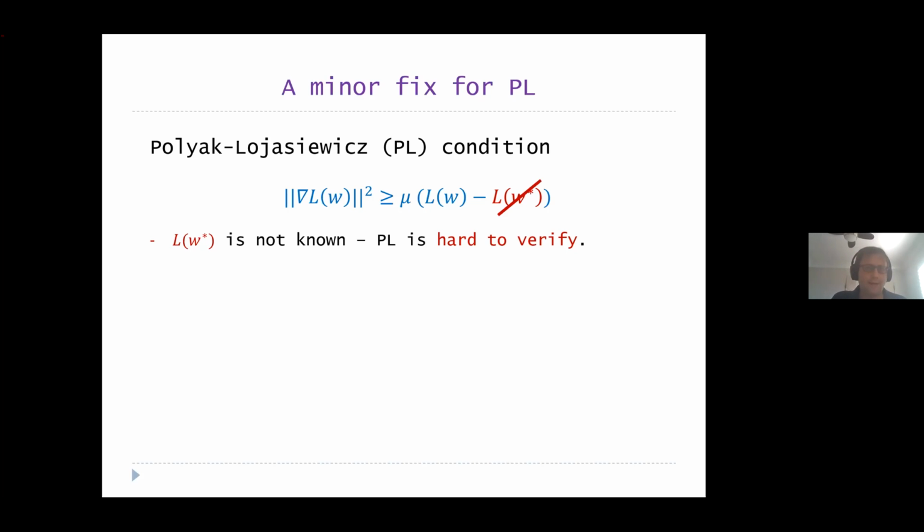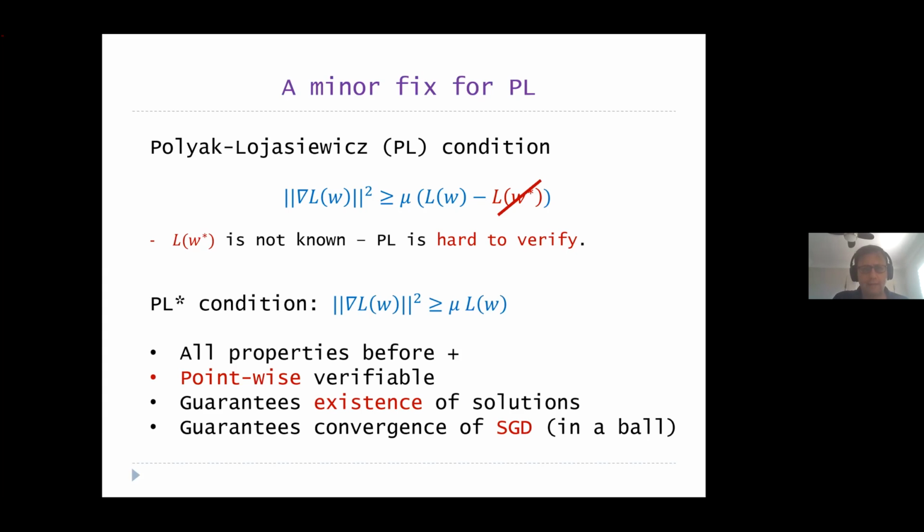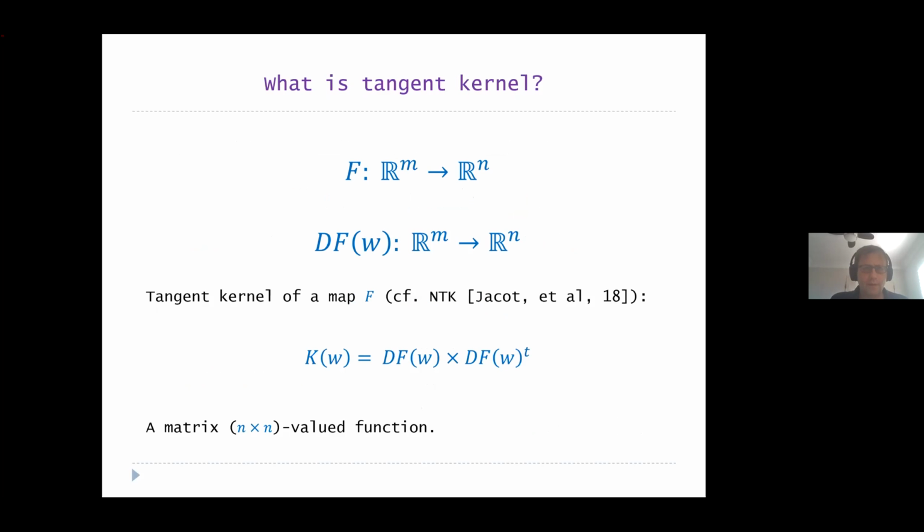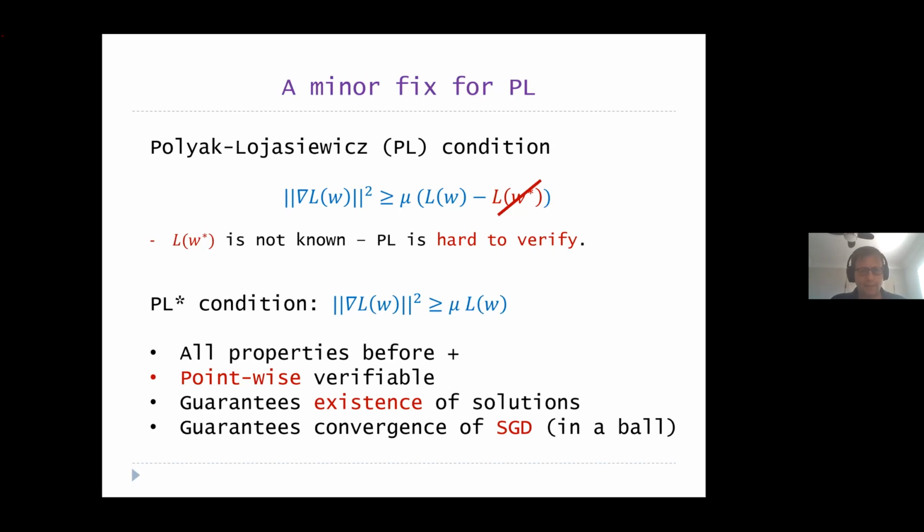Turns out that there is a really, really simple fix to this, and you can just remove the star. That's what we call PL star. And this is wonderful because you have all properties before, plus it's easily verifiable pointwise, right? You just need to check that the gradient is bigger than the value. And it also guarantees existence of solution, and it guarantees everything as before, if it's satisfied in a ball big enough. So that's the PL condition.